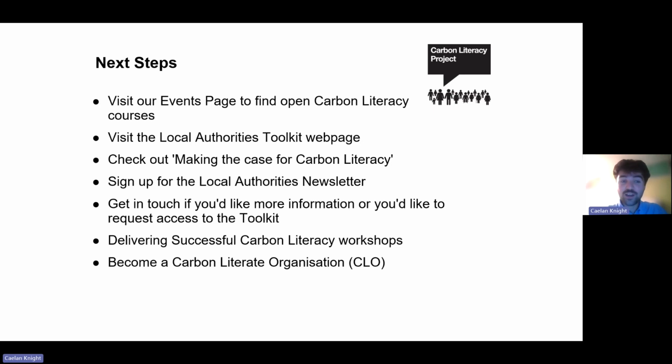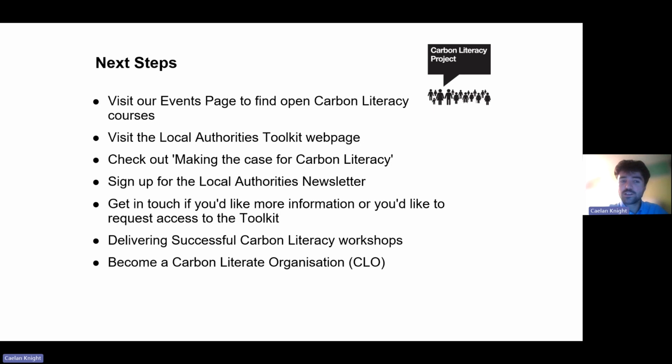I recommend you visit the local authorities toolkit webpage. I'll put a link in the chat. On that page, we have a whole host of resources, including overview documents for the toolkit itself. We have a really useful making the case document. So if you need to put forward a proposal to your council that you want to deliver training to everyone working in that council, we've got some really good arguments for why you might do so. Some case studies of councils doing so as well.